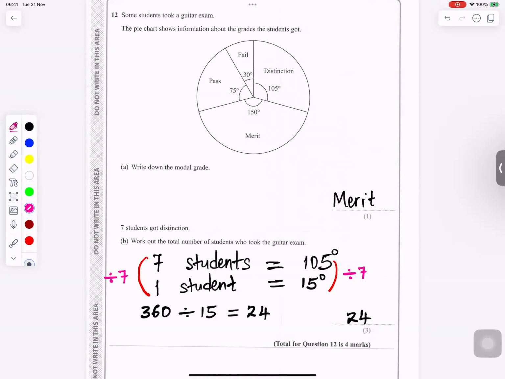So it says work out the total number of students who took the guitar exams. So 360 degrees in total. You divide by 15, it gives you 24. So there are 24 students who took the exams.